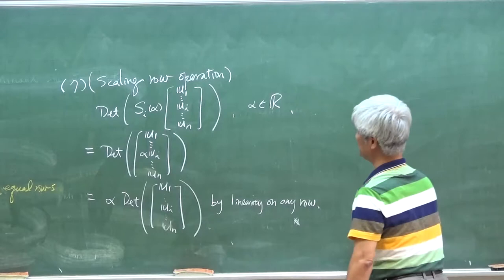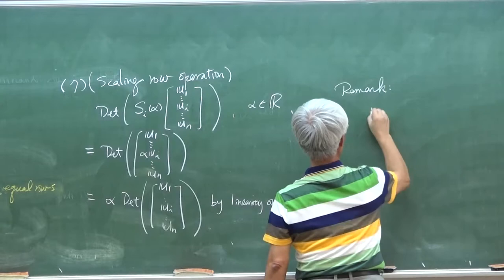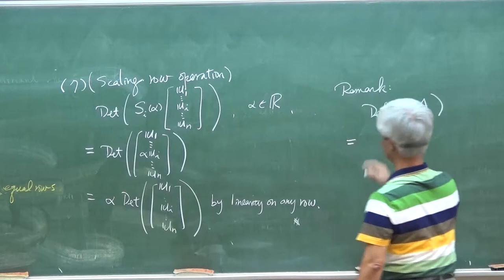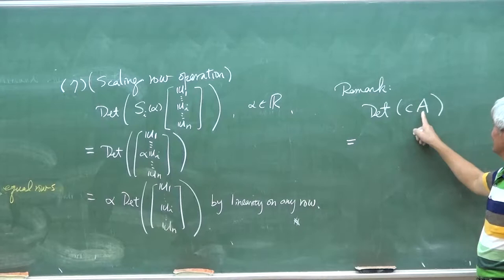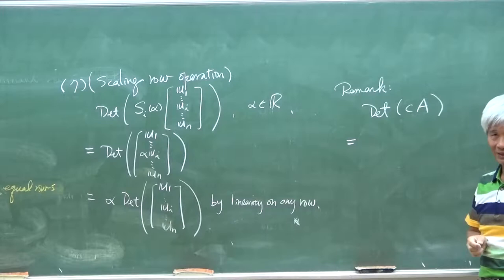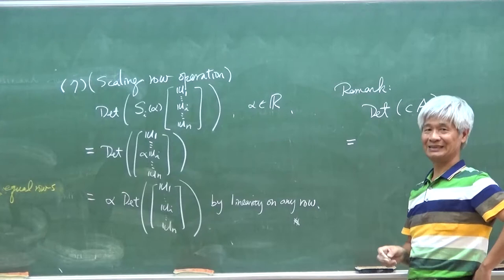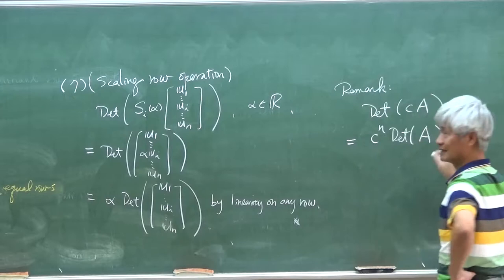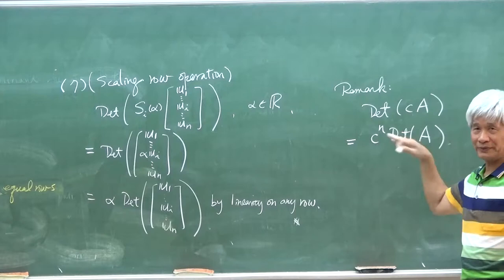I have to give you a warning. The determinant of cA. What is that? You multiply a matrix A by a constant c. What is the determinant of that? I ask you to prove it, all right? But you say, why?